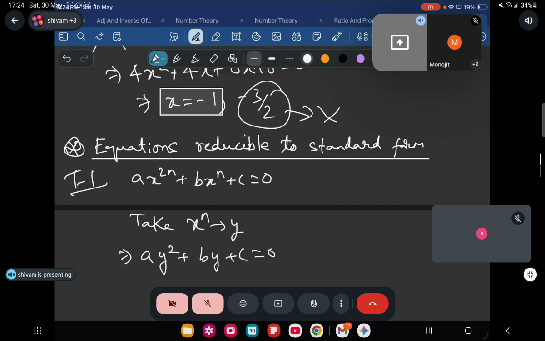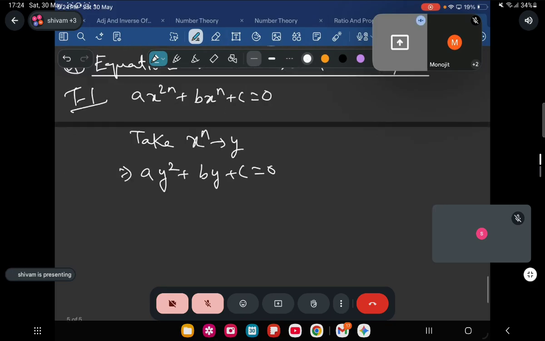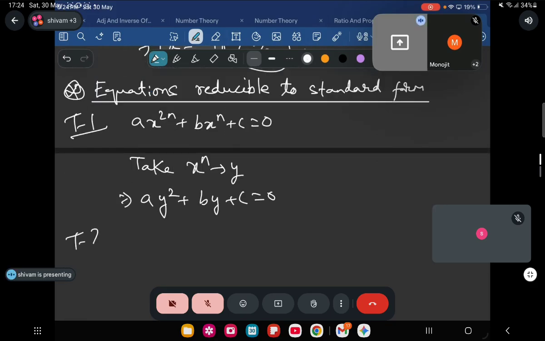Tell me, are people getting it? After that, we solve for y, and then we back substitute. Right, everyone, are you getting it? Venkat? Sure? Okay. Next, type 2.